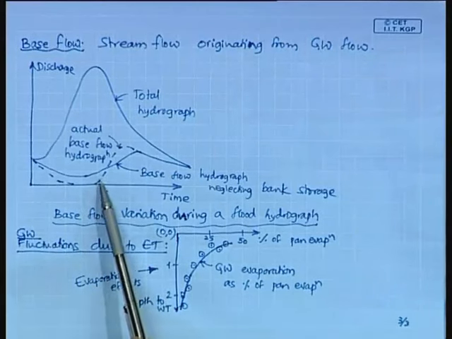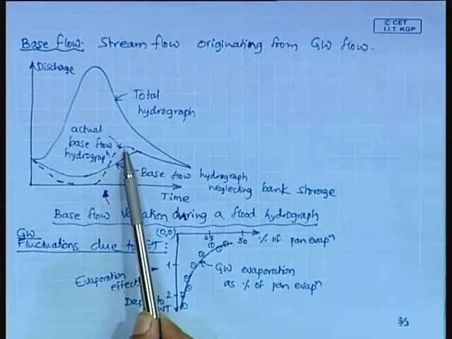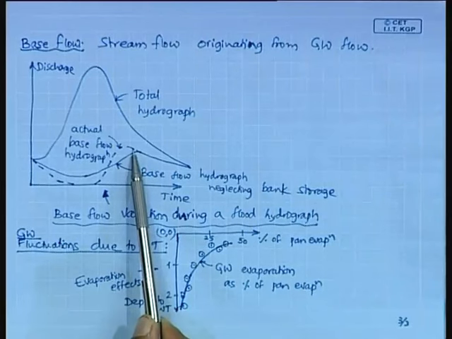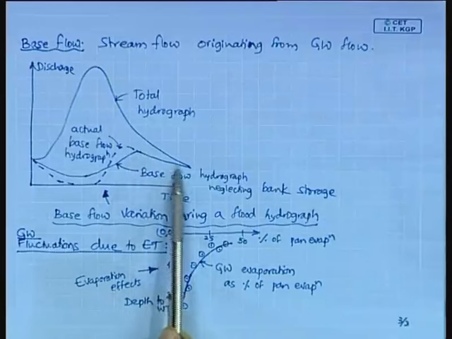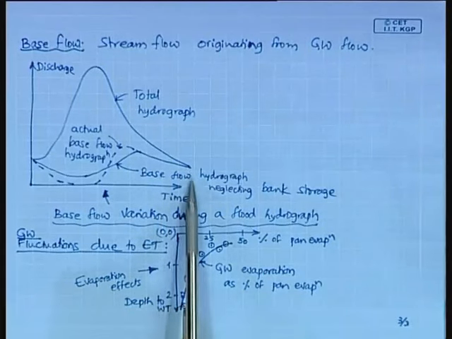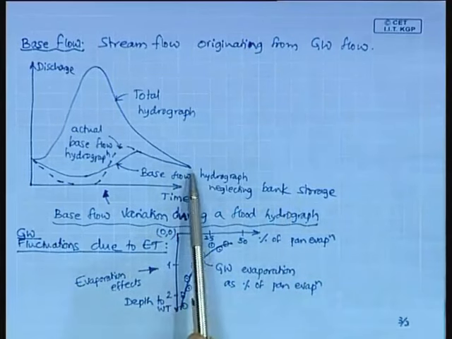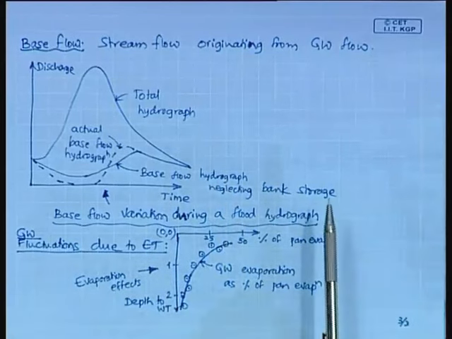So this discharge goes on increasing, reaches a peak, and then it starts decreasing, and finally it gradually decreases, and from this point onwards, it is only the base flow which is contributing to the stream flow. There is no other contribution to the stream flow beyond this point.